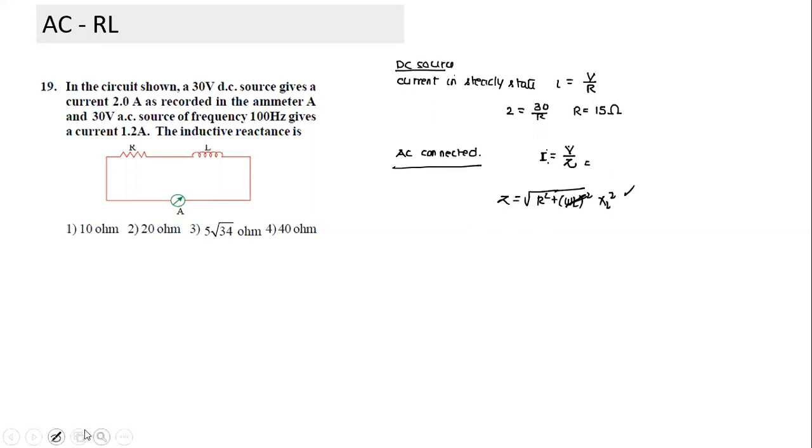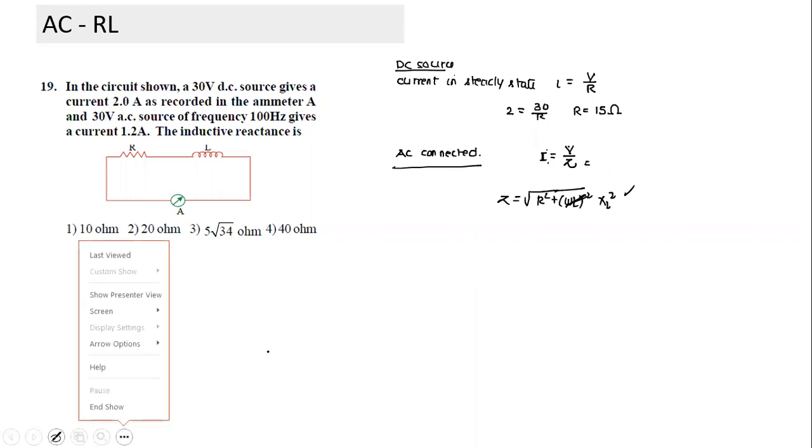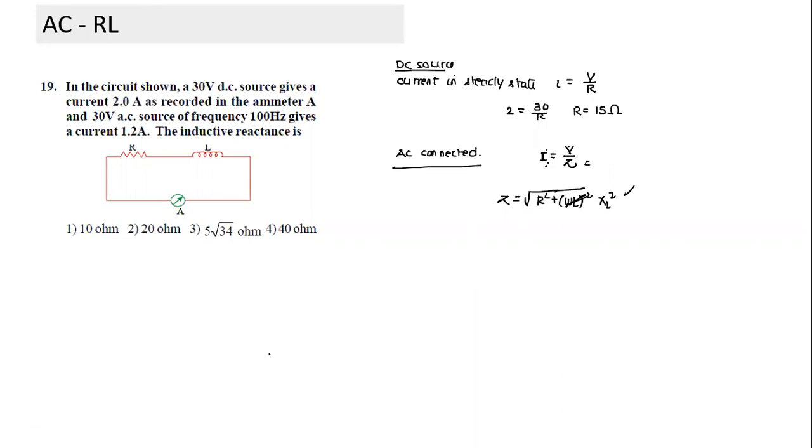Sir, we equated the RMS current to V by Z. Yes, because I mentioned here, you can write the equation in 3 forms: amplitude, and RMS. The voltage is also RMS, so both have to be RMS values. But it is not valid for instantaneous values. It is valid only for peak values and RMS values.